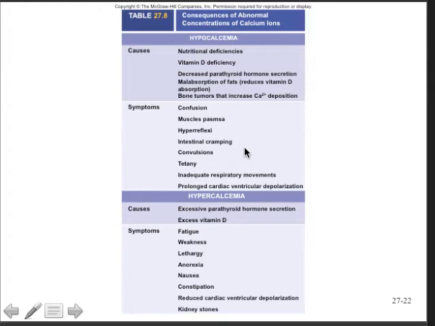On the flip side, when we look at hypercalcemia, this can result from excessive parathyroid hormone secretion or too much vitamin D. And here we see fatigue, weakness, lethargy, can also trigger anorexia, nausea, constipation, reduced cardiac ventricular depolarization, and can also obviously result in, unfortunately, kidney stones, renal calculi, which we've detailed in class can be an extremely painful experience because it can occlude the flow of urine from the kidney to the bladder, resulting in intense pain and also damage to the organ.